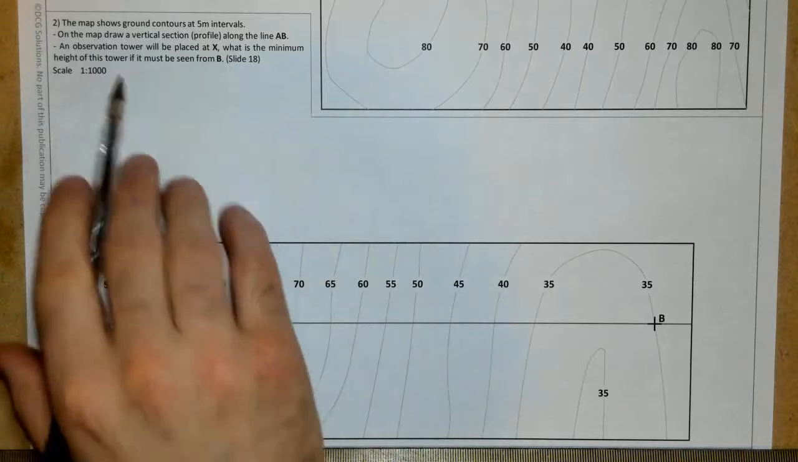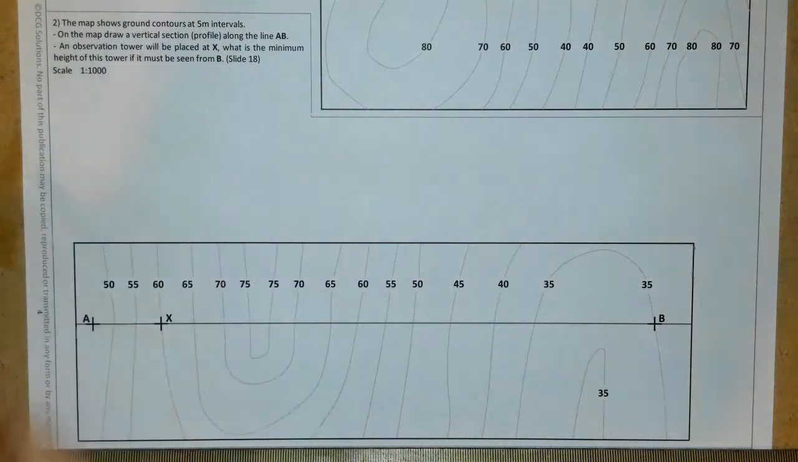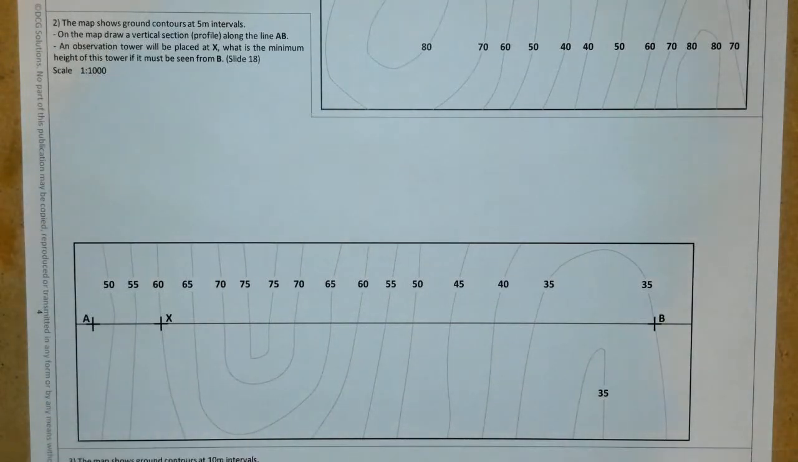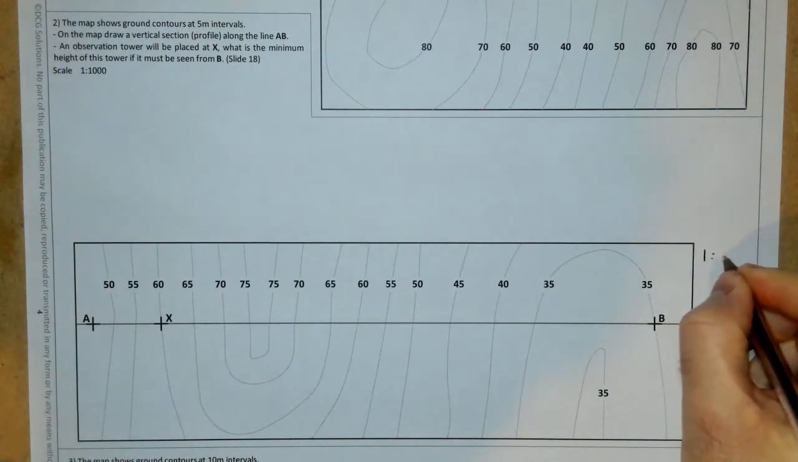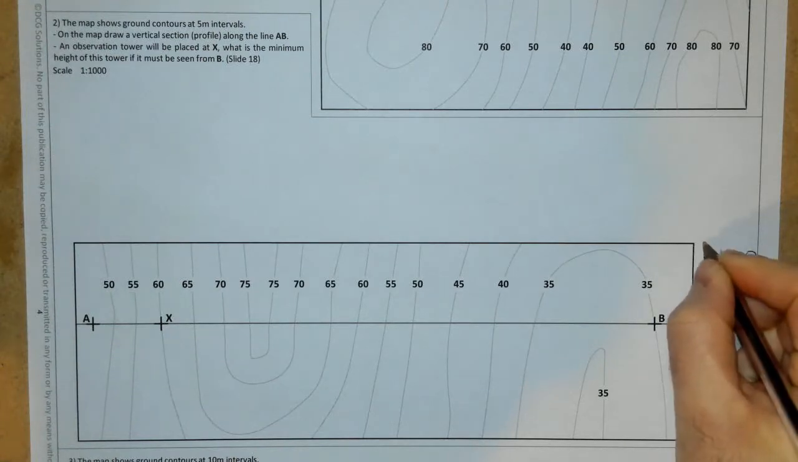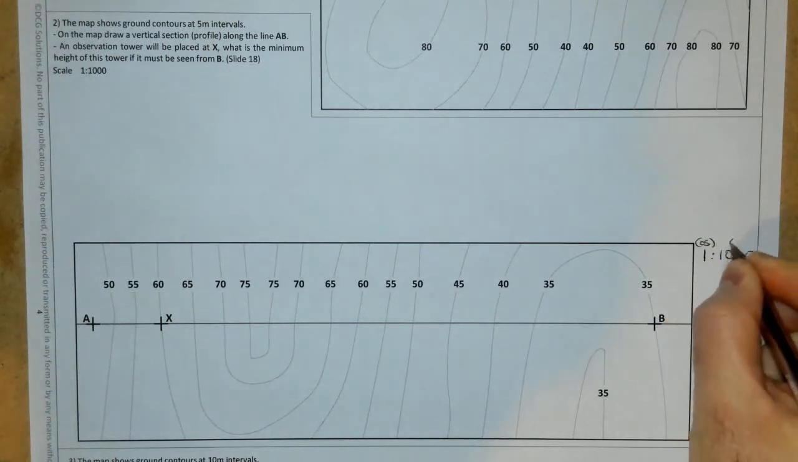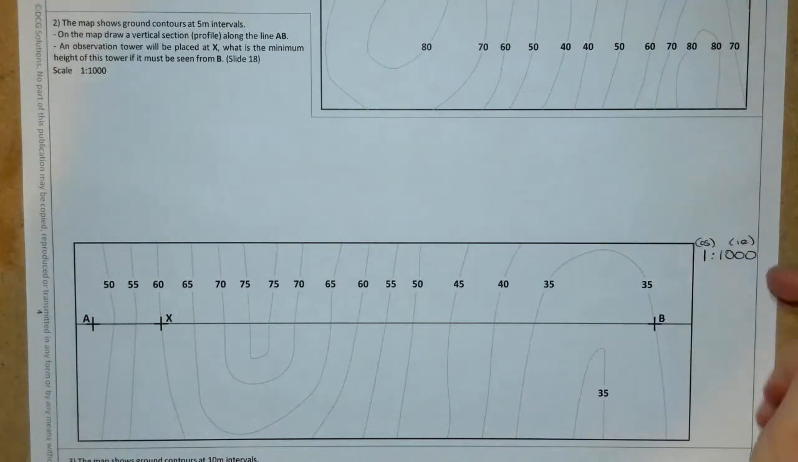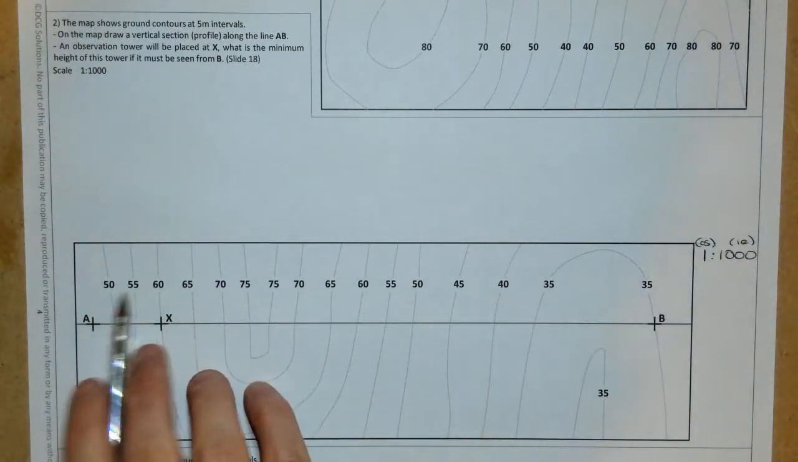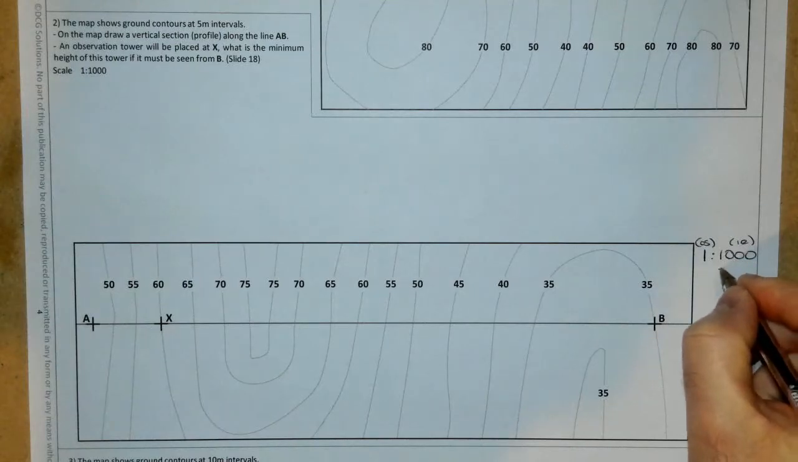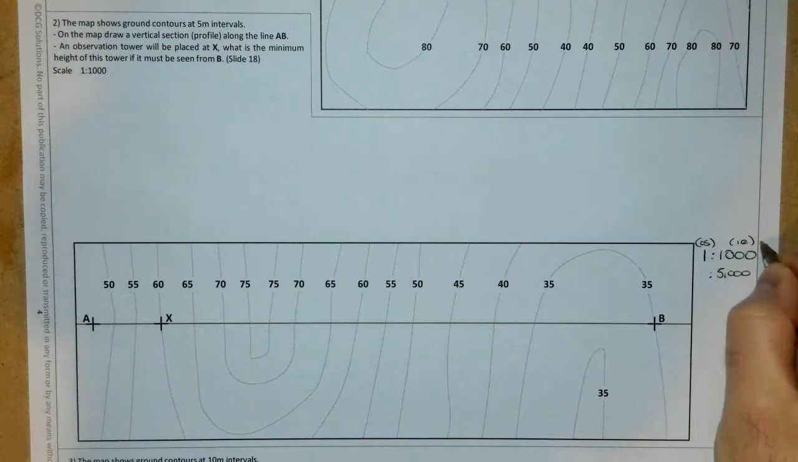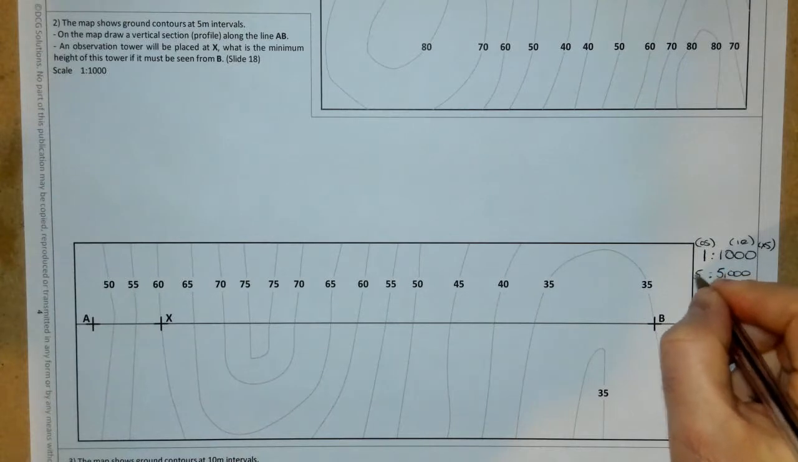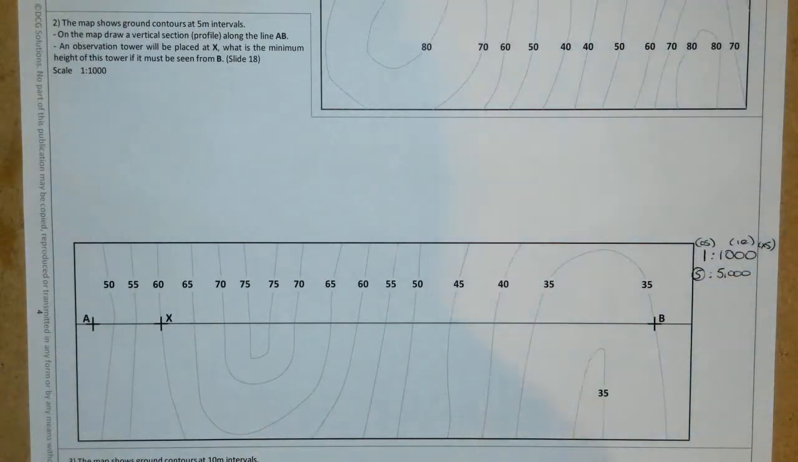So like the last question, we'll focus on the profile first and then we'll do the second part. Our scale is 1 to 1000. So 1 millimeter on my sheet is equal to 1000 millimeters in reality. The distance between our contours is 5 meters, so we're trying to work up to 5000 millimeters. I multiplied by 5 to get 5000, so I also have to multiply what's on my sheet. Therefore our magic number is 5 in this case.